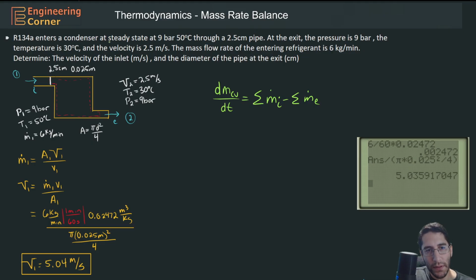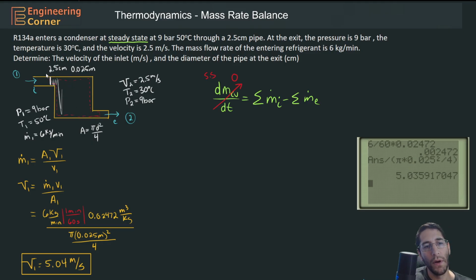Now, we're told that we are operating at steady state, and this is an important assumption because our change in mass will go to 0 from steady state. What does this actually mean? Well, this means that when we're operating at steady state, we're assuming that our control volume is full of mass. As mass comes in, mass leaves, and there is no change in mass. Whatever's coming in is leaving.